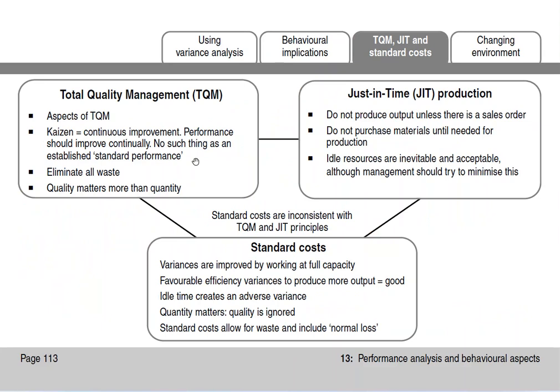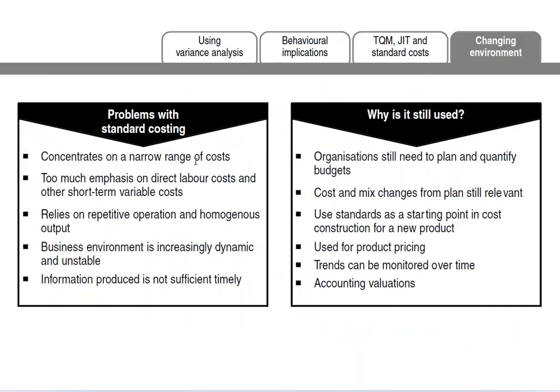Okay, TQM just-in-time production system we already studied in the beginning chapters, I believe. Okay, problem with standard costing. We have standard costing. Standard costing, remember, can be used in budgets. They're used in variances. So what are the problems with it? Concentrates on narrow range of costs.